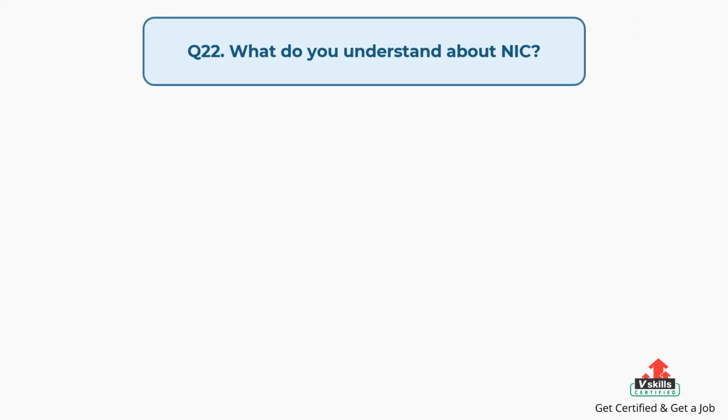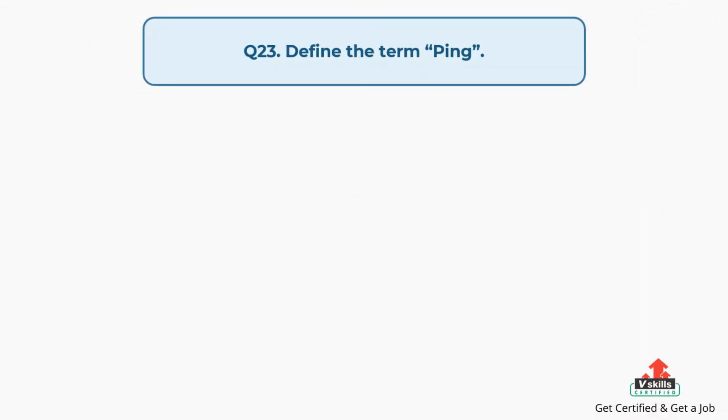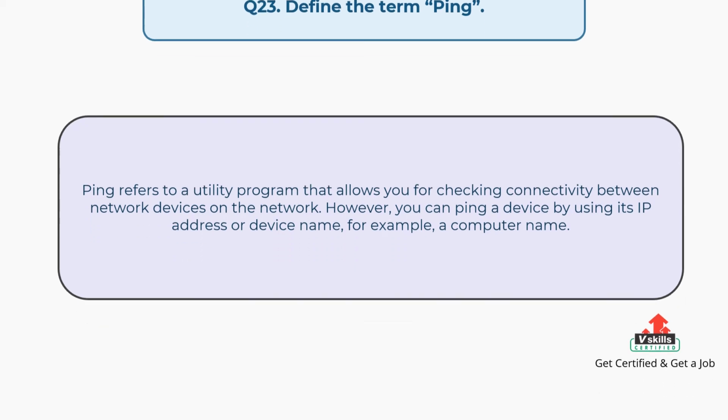Question number 22. What do you understand about NIC? The answer is: NIC stands for Network Interface Card or Network Adapter or Ethernet card. This is in the form of an add-in card and is installed on a computer to help the computer stay connected to a network. Every network interface card contains a MAC address which helps in identifying the computer on a network. Question number 23. Define the term ping. The answer is: ping refers to a utility program that allows you to check connectivity between network devices on the network. You can ping a device by using its IP address or device name, for example, a computer name.